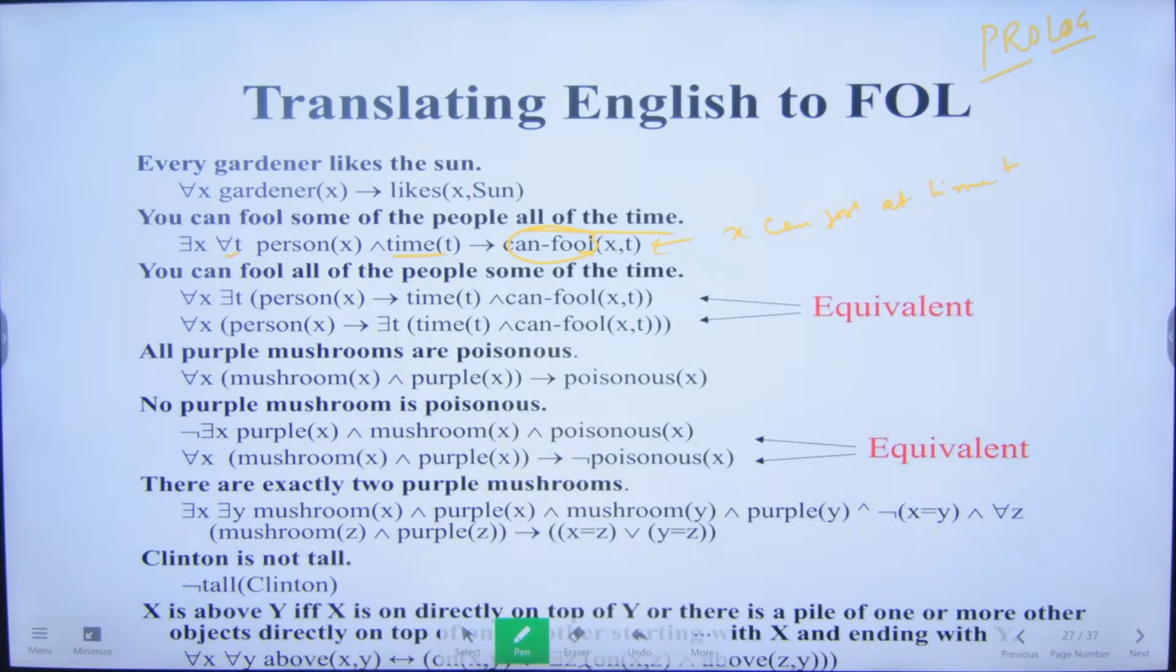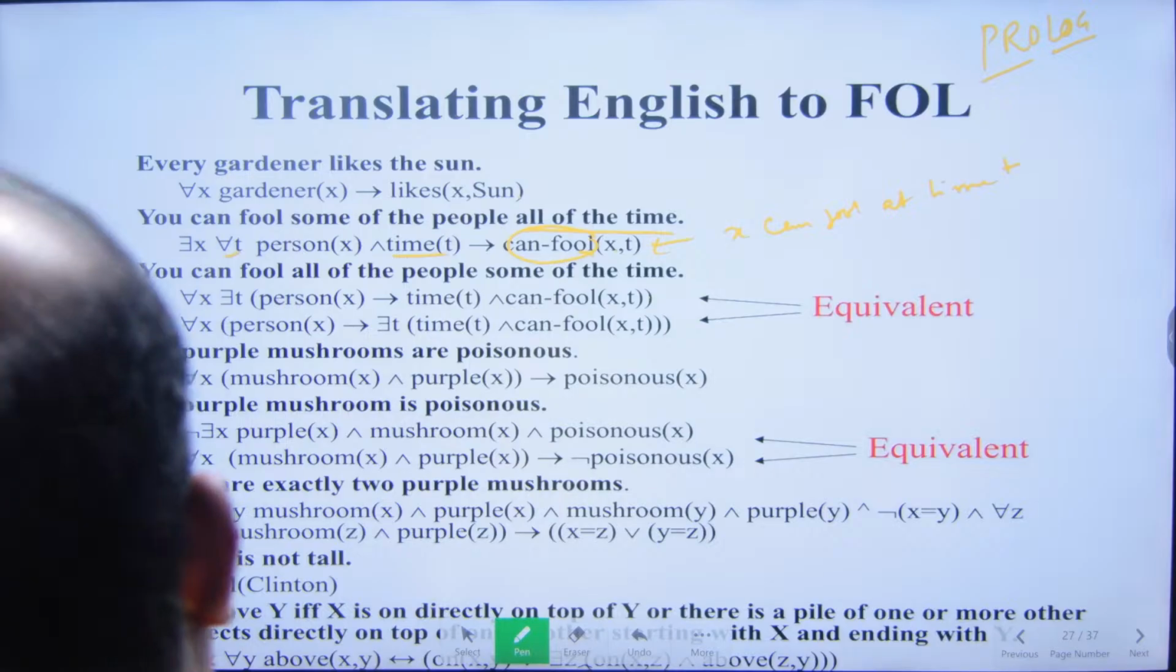For every person, but actually what happened here is that the brackets also play a role. Why? Because if you bracket this one, then all of the people and some of the time come together. So I did it with and. Okay, you can fool all of the people at some of the time.